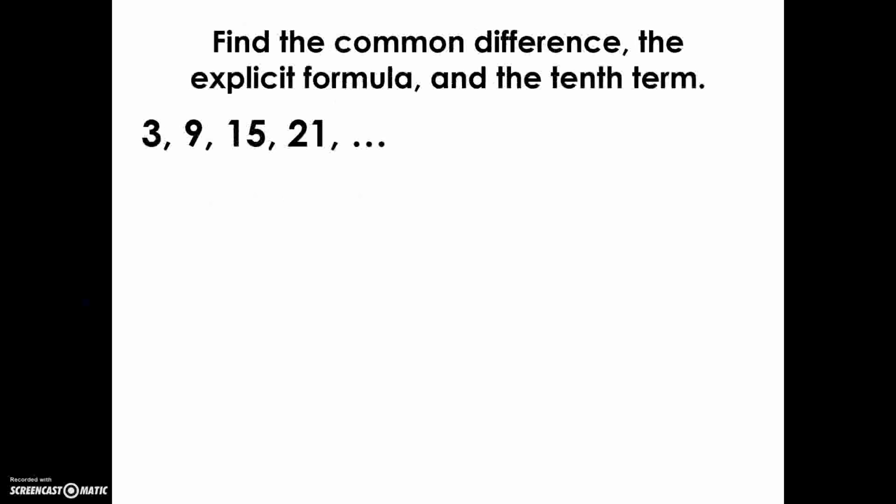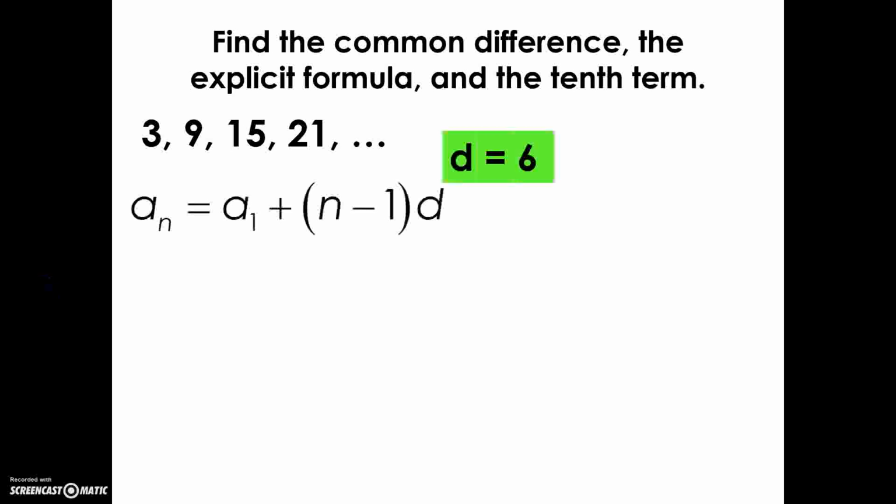All right, now this time we're going to find the common difference, and we're going to use the explicit formula, and then we're going to find the 10th term. So if we're looking at 3, 9, 15, 21, 9 minus 3 is 6. So my common difference is 6. So now I'm going to use my explicit formula. I'm going to replace a sub 1, and I'm going to replace d. So when I do that, I see that I have 3 plus n minus 1 times 6.